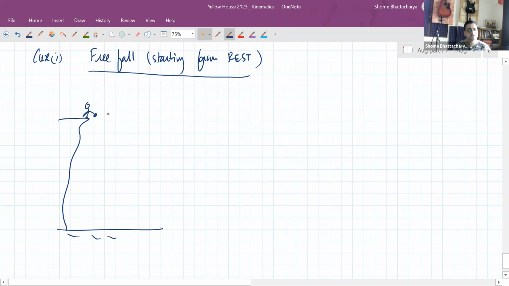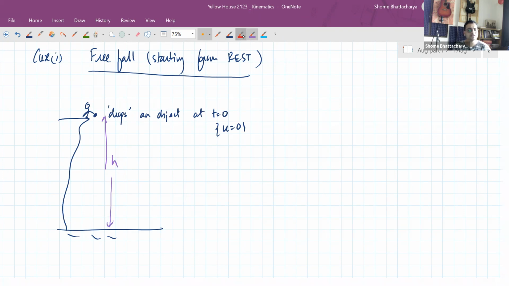A person just drops an object, or a ball or whatever, at t equal to 0 with initial velocity equal to 0. He just drops it from a height h above the ground. So if he drops it at t equal to 0, because of gravity, it will have a straight line path down.